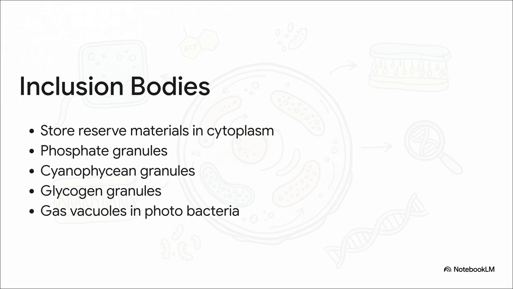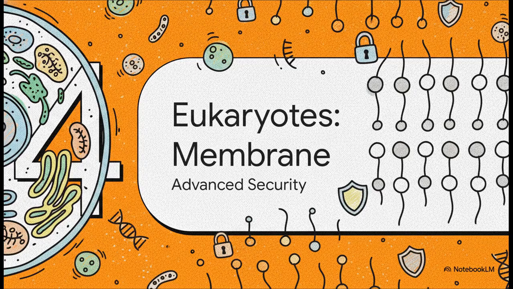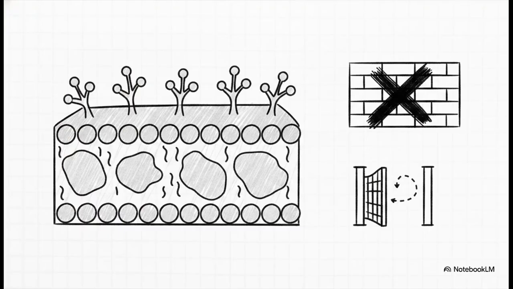But honestly, the most fascinating of all might be the gas vacuoles. These act like tiny buoyancy compensators, kind of like submarine ballast tanks. Found in blue-green, purple, and green photobacteria, these gas vacuoles inflate or deflate to help the organism float at the exact perfect depth in a body of water to capture the maximum amount of sunlight. How cool is that? All right, let's shift gears. Section 4, eukaryotes and the cell membrane. We are transitioning away from bacteria now to explore the advanced security system of complex eukaryotic cells.